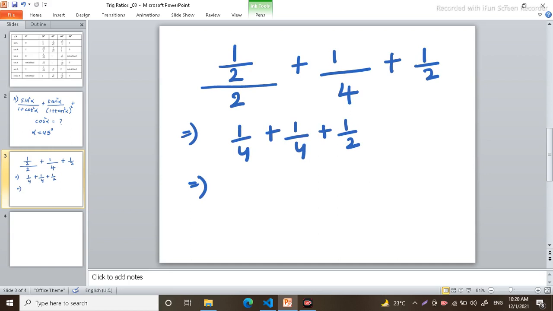This is equals to, see here, denominators are the same. So 1 plus 1 is 2. 2 by 4 plus 1 by 2. 2 ones are 2, 2 twos are 4. Half plus half is 1. So 1 is the answer.